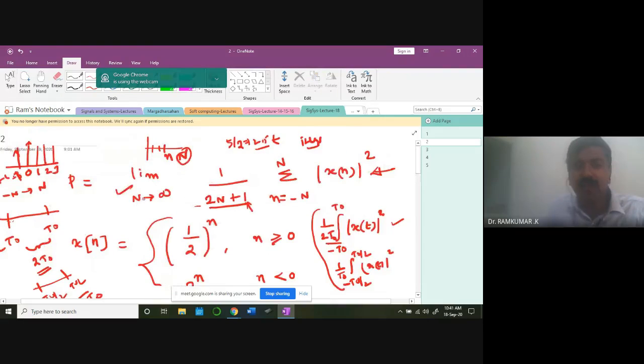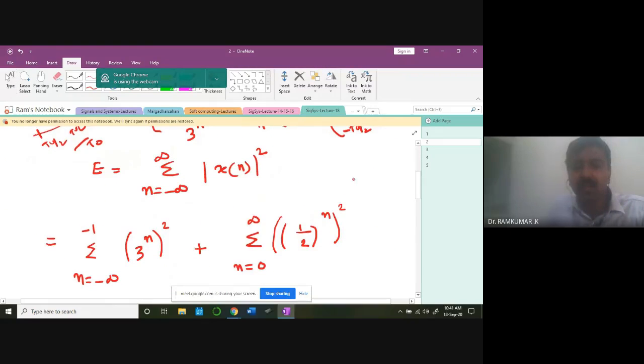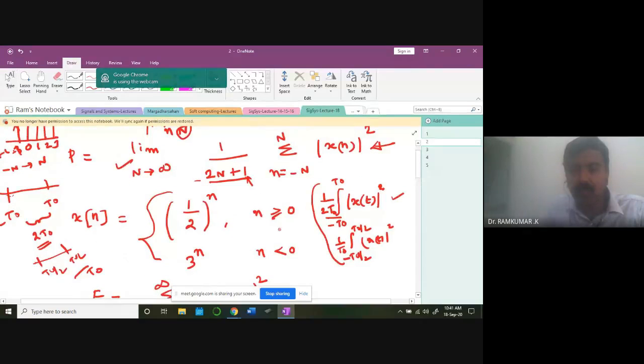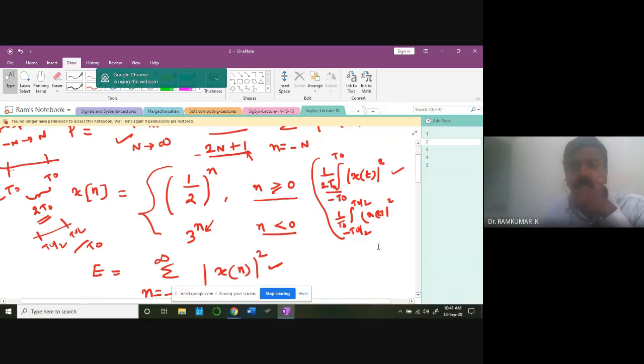Now what is the expression for energy? The summation of x of n the whole squared, n from minus infinity to plus infinity. Now in our problem, in fact, 1 by 2 the whole power n, the signal exists for n greater than or equal to 0, and for n less than 0 it's going to be 3 power n. Now what about this signal? See whether this signal is a finite duration signal or an infinite duration signal. Can somebody help me out? Whether the signal will converge or diverge.